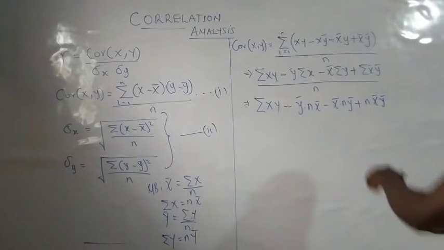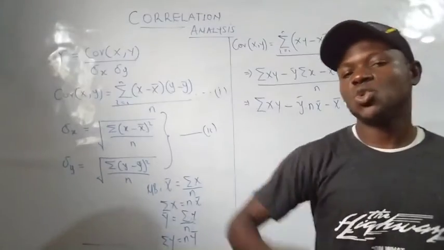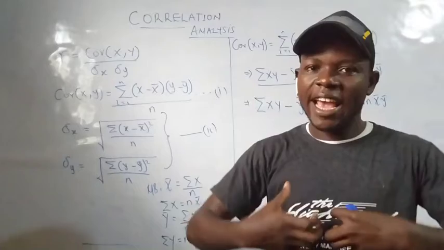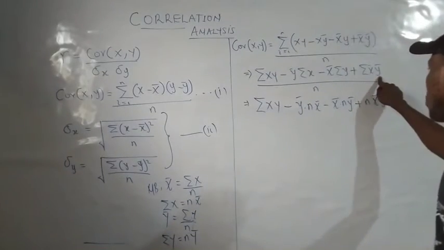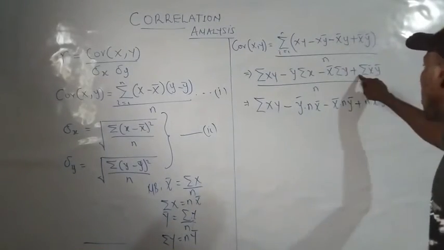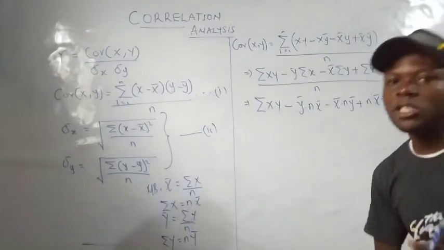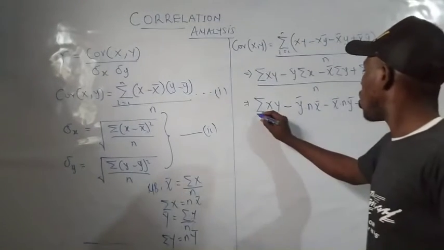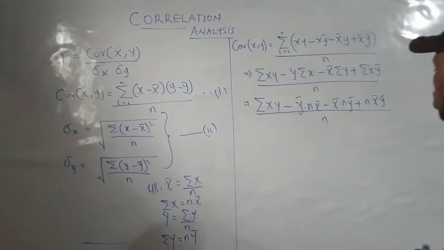So what do I mean by n x bar y bar? What I mean to say is that when you sum up a constant n times, you are going to have n times that particular constant. So since x bar and y bar are constants, and we have our range from i equals 1 to n, then you have n x bar y bar when it is multiplied n number of times, then all over n. It's actually simple to relate to.